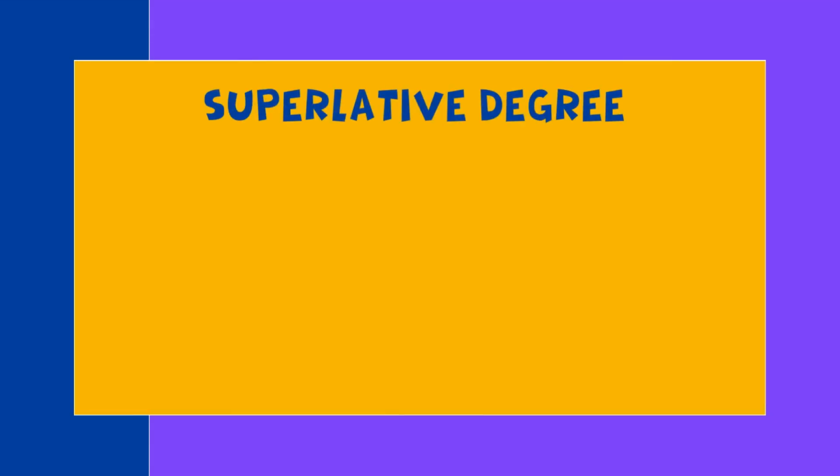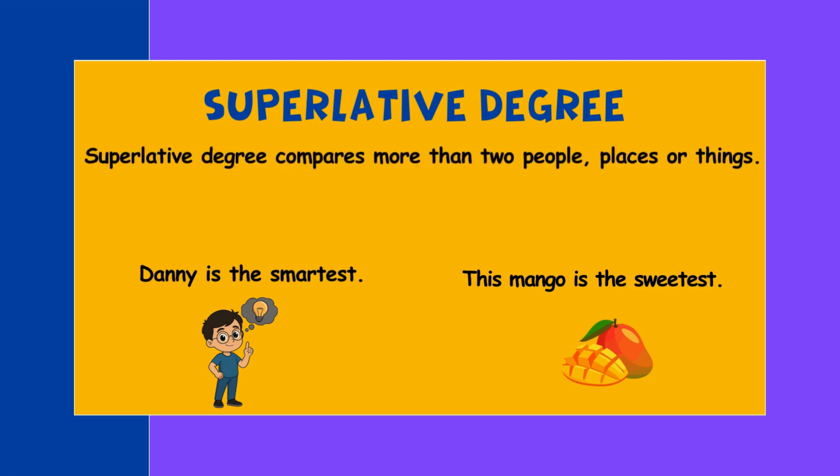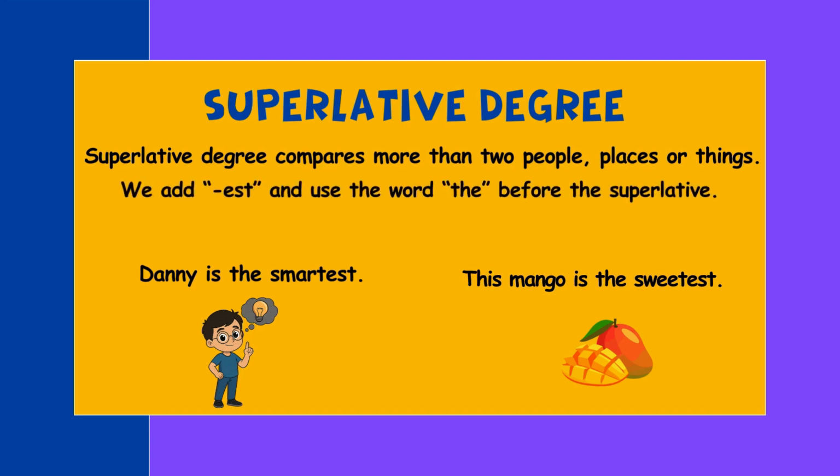Superlative degree. Danny is the smartest. This mango is the sweetest. Superlative degree compares more than 2 people, places or things. We add est and use the word the before the superlative.